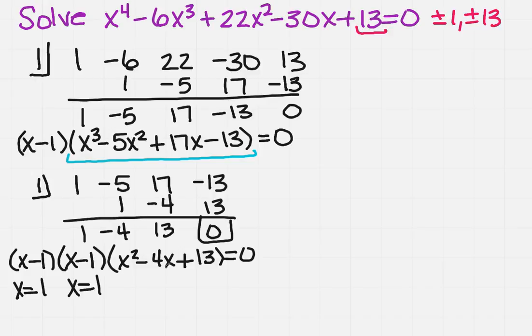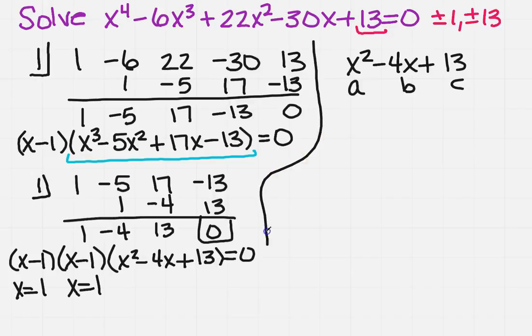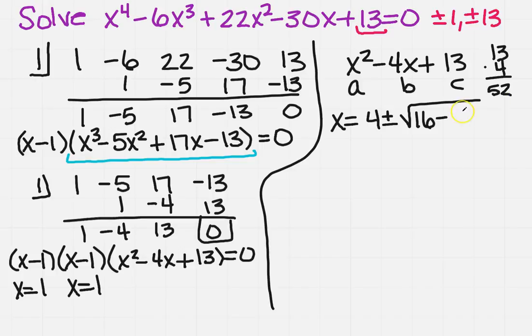So let's go ahead and start up here in the second column. So I've got x squared minus 4x plus 13. So this is in A, B, C order. So I want to actually go ahead and insert those into the quadratic. So I've got x equals the opposite of b. So the opposite of minus 4 is 4, plus or minus the square root of b squared. So minus 4 squared is 16, minus 4 times a times c. So 4 times 1 times 13. So it's 13 times 4. Make sure I'm doing the right thing. So that's going to be 52. And that's going to be over 2a.